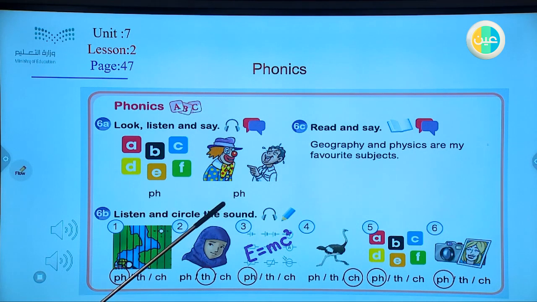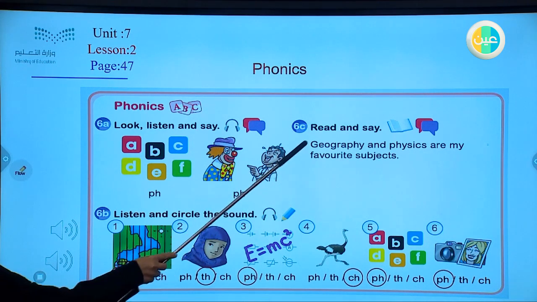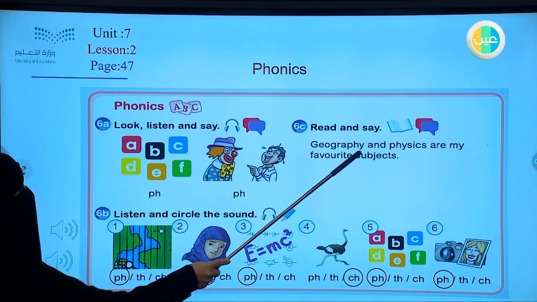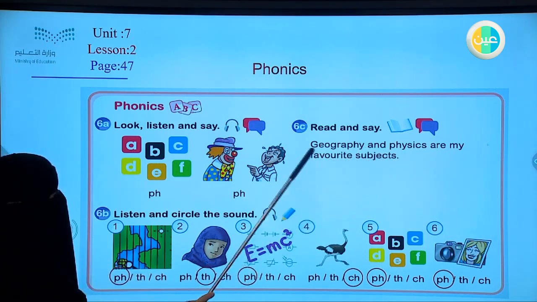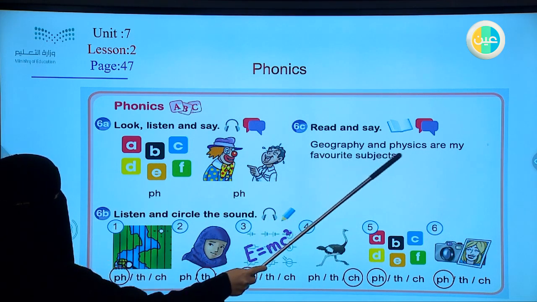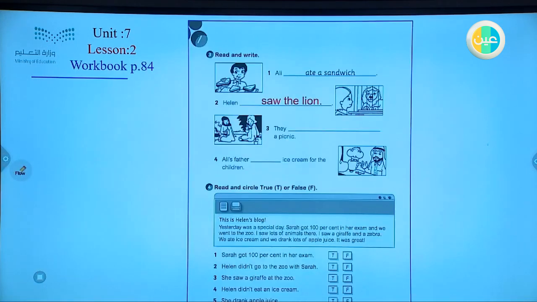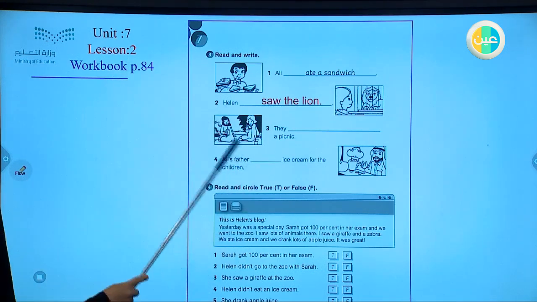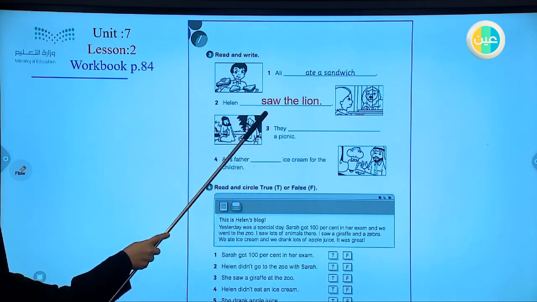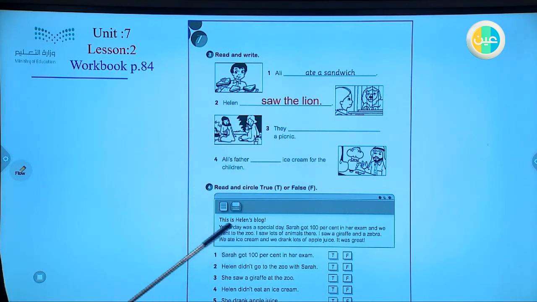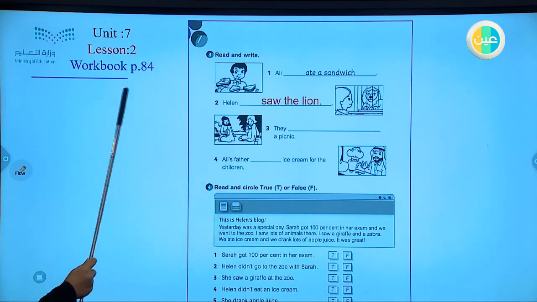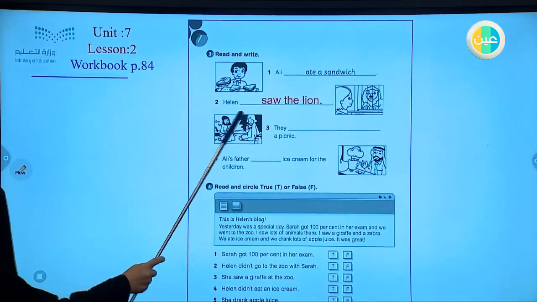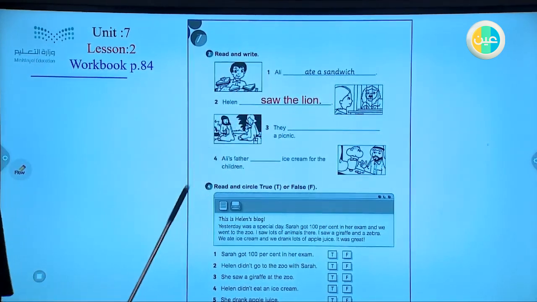Let's read the sentence here. So this is f. Okay, read and say: Geography and physics are my favorite subjects. And you can go back to your workbook, page 84, unit 7, lesson 2, and try to answer the questions here. Here, making sentences in the past, and also here, going to the blog and try to answer with yes or no, true or false. This is on page 84, okay? Try to write simple sentences in the past using irregular verbs.